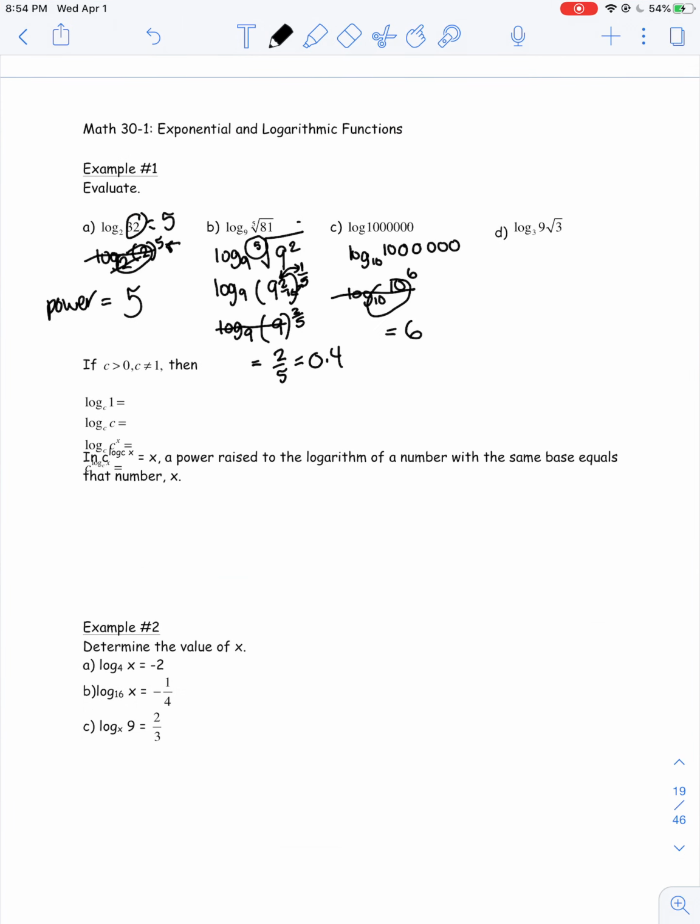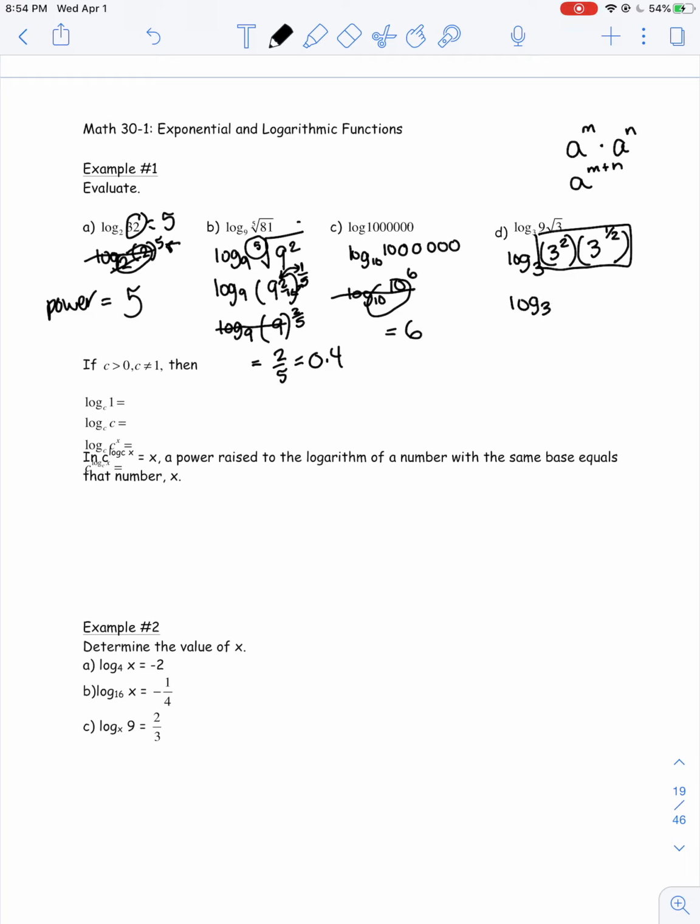Our next one, we have log base 3. We're going to write 3 to the power of 2 multiplied by 3 to the power of 1/2. Now we're going to need to multiply these together. With our rules, if you remember, whenever you have two bases multiplying, we're going to have to add the powers, so m plus n.